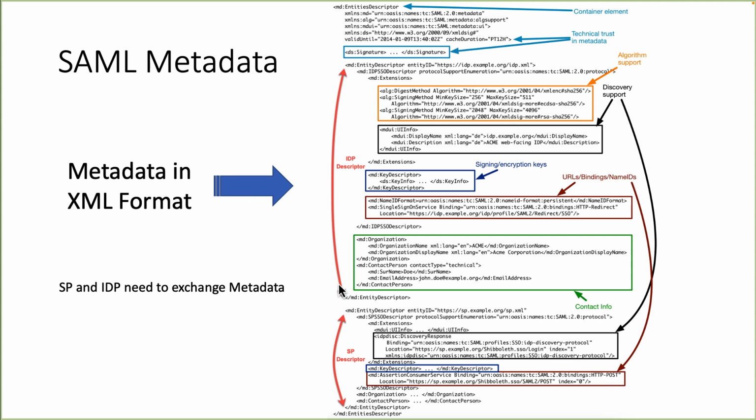From this SAML data, you can see we have an entity ID, which is https idp.example.org slash IDP.xml. This is the entity ID for the IDP, because this is an IDP descriptor. Same goes with this one. This is an SP descriptor, and the SP entity ID is https sp.example.org slash sp.xml. A lot of times you will see the entity ID in the format of a URL.